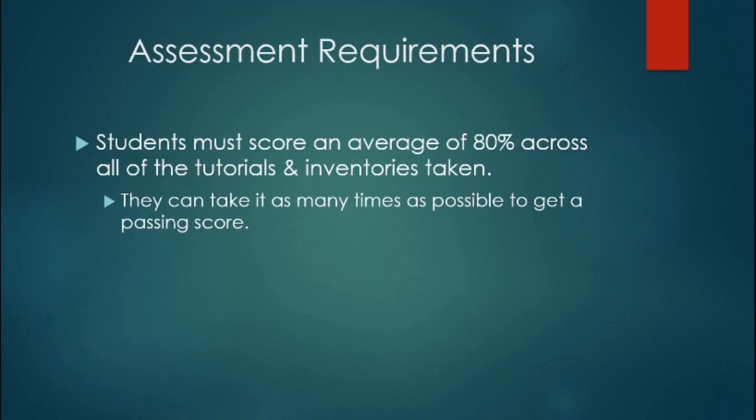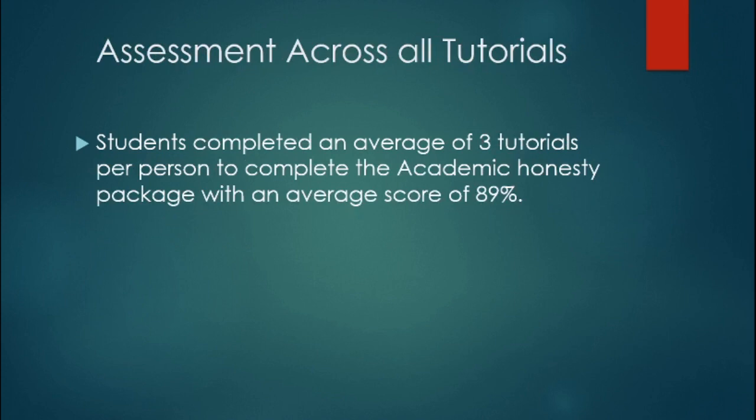Next thing is assessment requirements. Students must score an average of 80% across all the tutorials and inventories taken. They can take it as many times as possible to get a passing score. So the idea is we want them to get at least an 80% overall success rate on all the tutorials that they take, and by taking it as many times as possible to reach that, they get reinforced every time they take it. Next, the assessment shows that students completed an average of 3 tutorials per person to complete the academic honesty package with an average score of 89%.